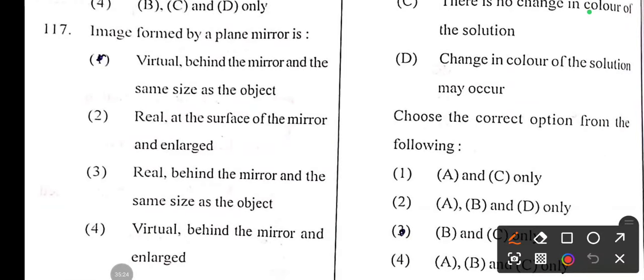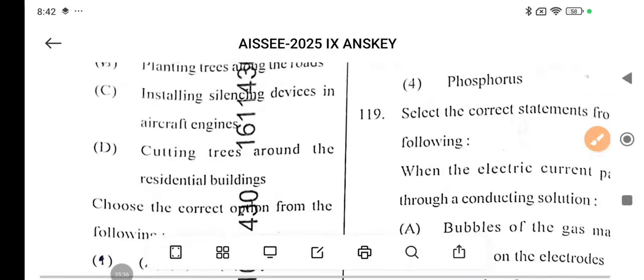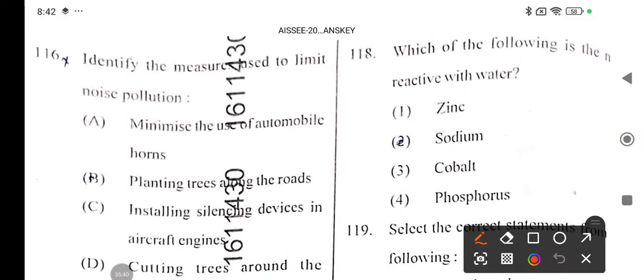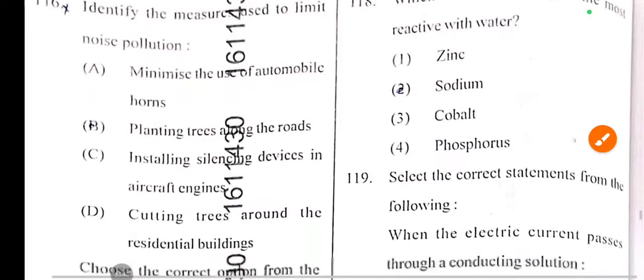117. The image formed by a plane mirror is virtual, behind the mirror and the same size as the object. Option 1. Question number 118. Which of the following is the most reactive with water? Option 2, sodium.